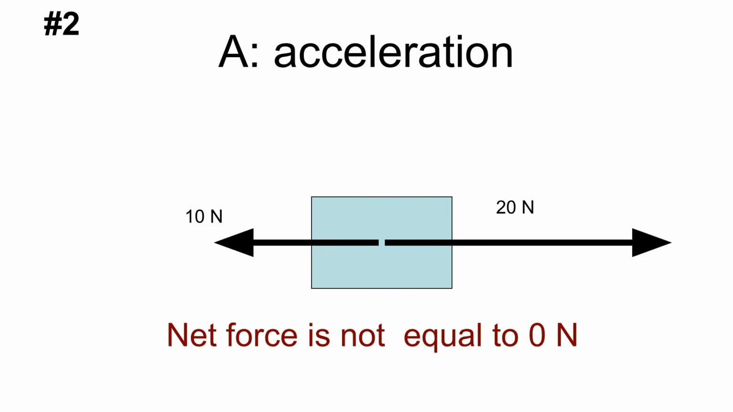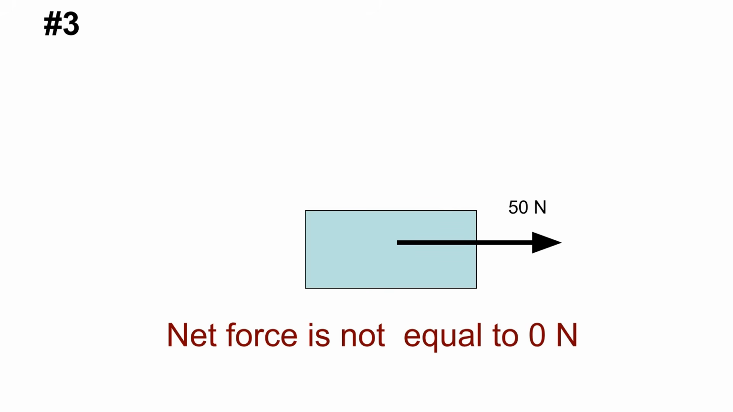For diagram number 2, the net force is not equal to 0 newtons. The object will accelerate, making the answer A. For diagram number 3, there is a net force as the object is being pushed by 50 newtons. The net force is not equal to 0 newtons, so the object is accelerating.